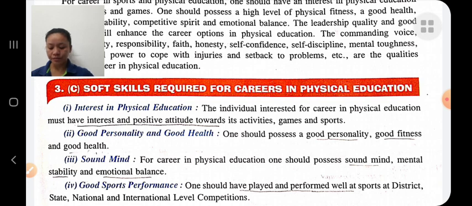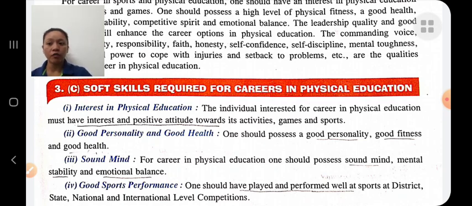First is interest in physical education. The individual who wants a career in physical education must have interest and a positive attitude towards activity, games and sports. If you want a career in physical education, first you must have interest and a positive attitude towards the games, activities, sports, etc.